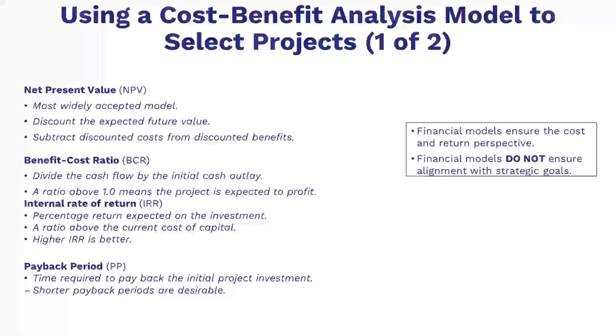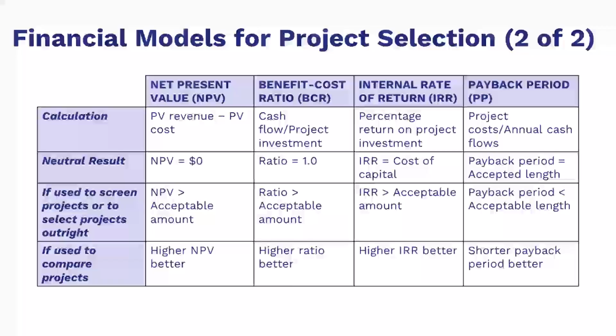The third financial model is the internal rate of return. In this model, the analyst calculates the percentage return expected on the project investment. A ratio above the current cost of capital is considered positive, and a higher expected return is more favorable. The fourth financial model is the payback period, PP. In this analysis, a person calculates how many years would be required to pay back or recover the initial project investment. The organization would normally have a stated period that projects should be paid back within, and shorter payback periods are more desirable. In this slide, I show a table with a high-level summary of each financial model.